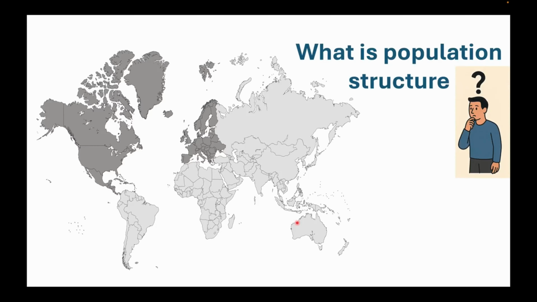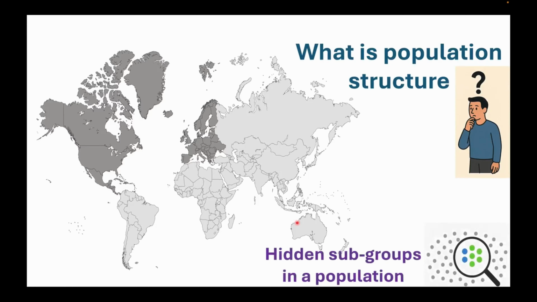Let's discuss population structure, one of the quality control measures during genome-wide association studies. What is population structure? In simple terms, it refers to a situation where subsets within your population share more DNA or genomic variations with each other than the rest of the population. Sometimes this is because of geography or their breeding history.